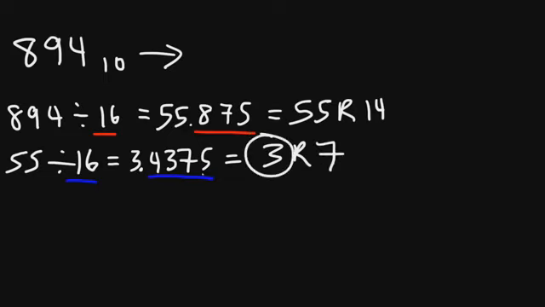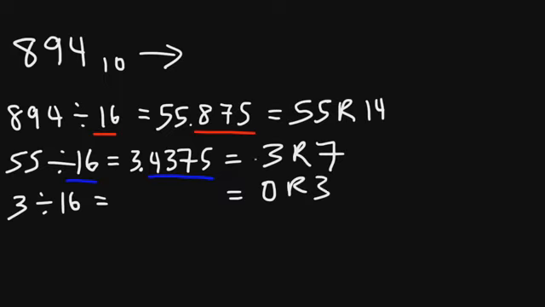Now, let's take 3. 3 divided by 16, that's going to give us a number less than 1. So we can go straight to the answer. That's going to be 16 goes into 3 0 times with 3 remaining. If you do 3 over 16, you'll get 0.1875. And so here you have a 0, and then 0.1875 is going to be a remainder of 3. If you do 0.1875 times 16, that will give you 3.